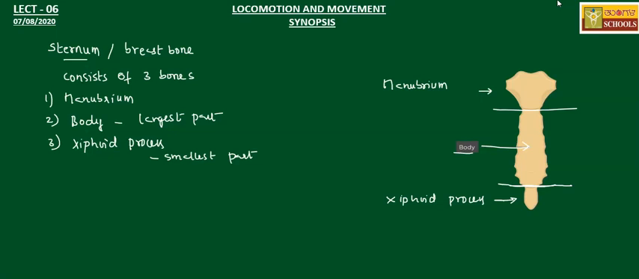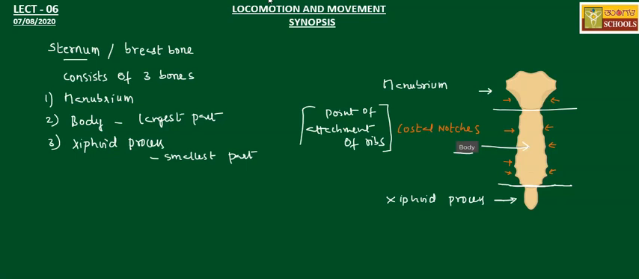You will see here that there are costal notches. You can see small notches on the manubrium and also on the body. These are the costal notches, the points where the ribs get attached. They are called costal notches, and they are the point of attachment of ribs.